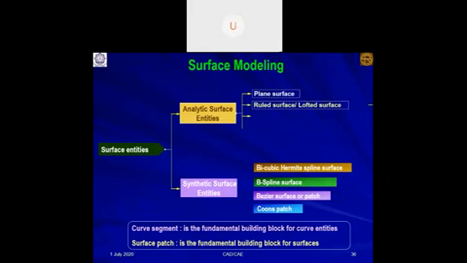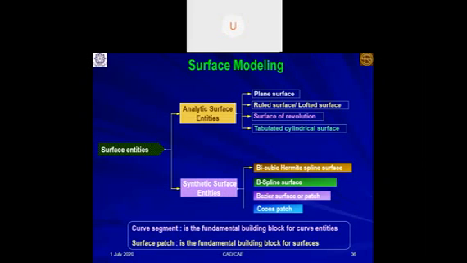Similarly, the wireframe entities, there are the different surface entities like analytical surface entities, the plane surface, ruled or lofted surface, surface of revolution, tabulated or cylindrical surface. There are the different synthetic surfaces, where in order to generate the synthetic surface, the starting point is the synthetic curve, and based on the name of the synthetic curve, the synthetic surfaces are called bicubic, Hermite cubic spline surface, B-spline surface, Bezier surface, cone surface.